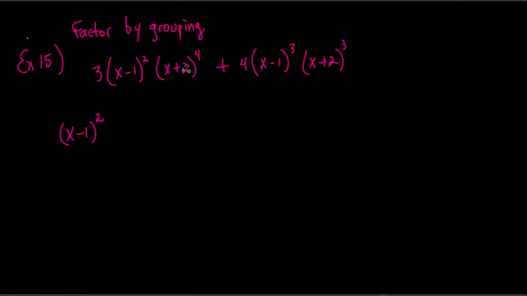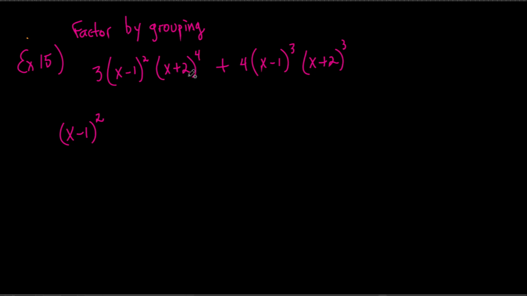Let's do that. This x plus 2. This one is x plus 2 to the 4th. This is x plus 2 to the 3rd. So what's in common with both of them? Well, there's an x plus 2 to the 3rd in both of them. You can't say, let's factor out an x plus 2 to the 4th, because there's not enough stuff here. There's only an x plus 2 to the 3rd here. There's only 3 x plus 2's. Right here, there's 4 of them.